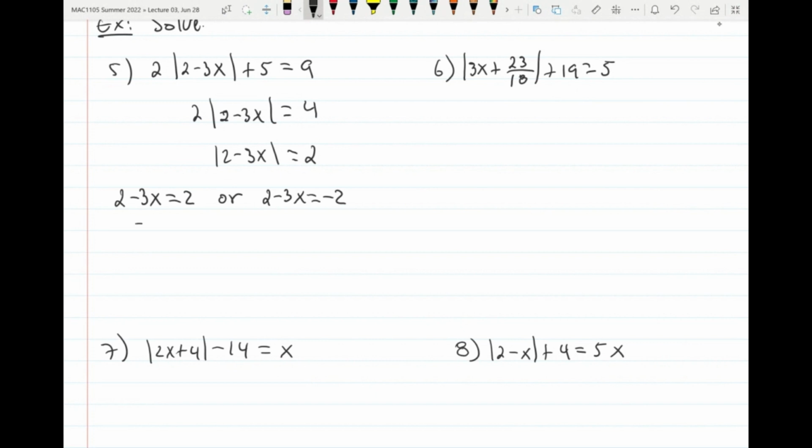So from here we get negative 3x is equal to 0. So we get x is equal to 0. From here we get negative 3x is negative 4. So x is 4 over 3.